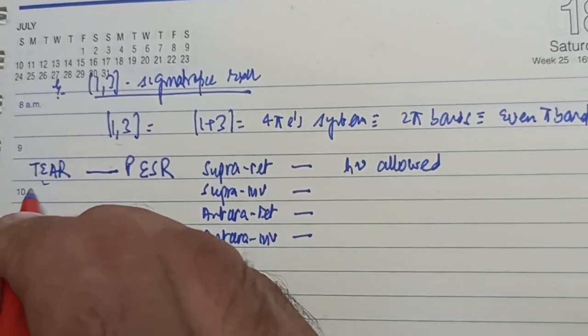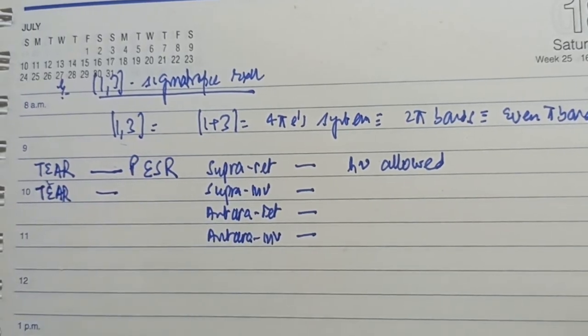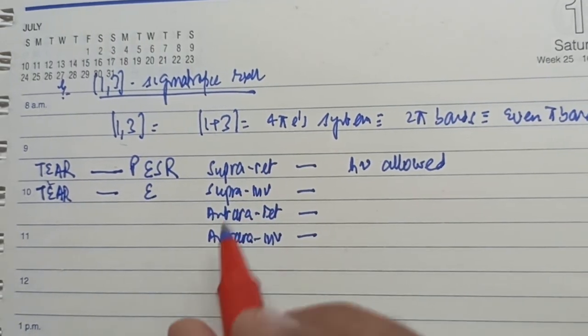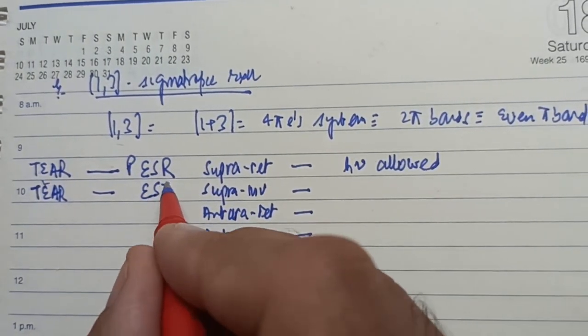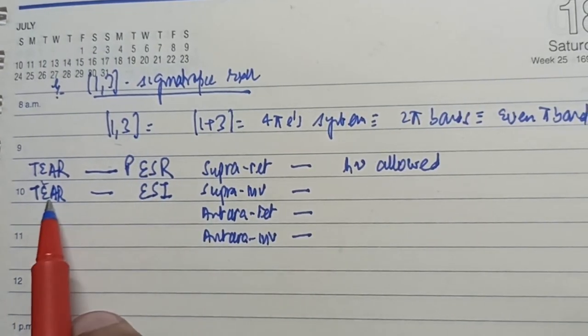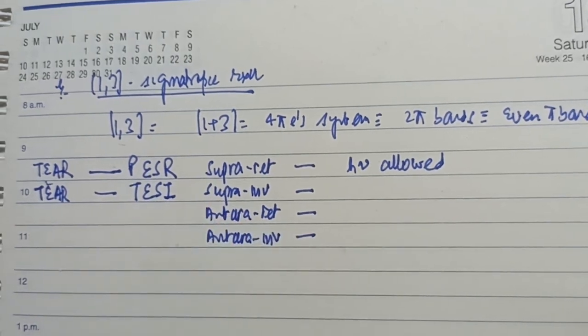Okay, remember this formula, TEAR only. Now how do you convert TEAR to the other formulas? The process: this will remain even only, cannot change it. Supra inversion, this is the process. So E remains E. Antara is converted into supra, retention is converted into inversion. So two variables have changed, cannot change the third one, so T would remain T.